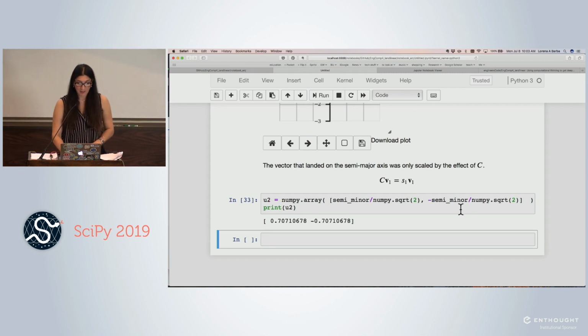That's the unit vector, which, well, let's find that is the transformed vector that ends in the semi-minor axis of the ellipse. What is the vector that was transformed into it? The vector that landed there after the transformation. We can do that again with the inverse. So V2 is the vector that lands there after the transformation. So it's C inverse times U2.